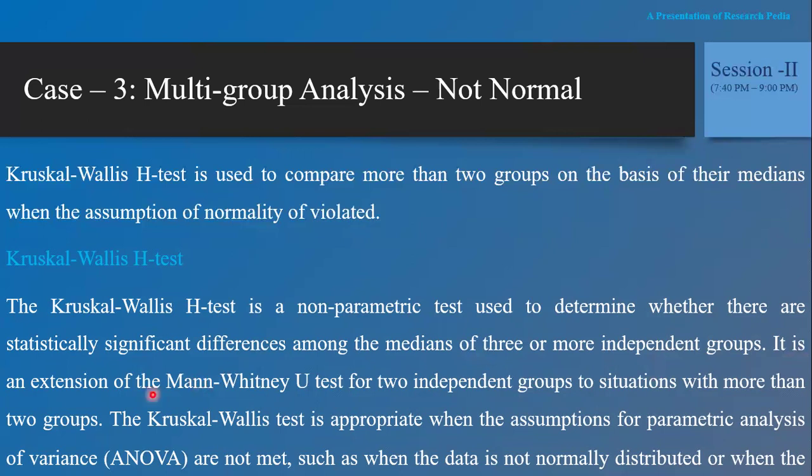It is an extension of the Mann-Whitney U test for two independent groups to situations with more than two groups. The Kruskal-Wallis test is appropriate when the assumptions for parametric analysis of variance are not met, such as when the data is not normally distributed.